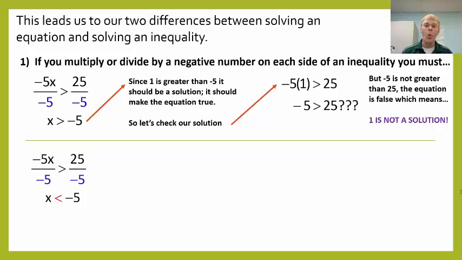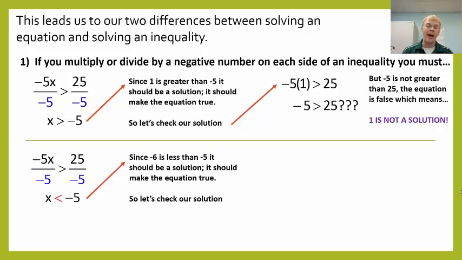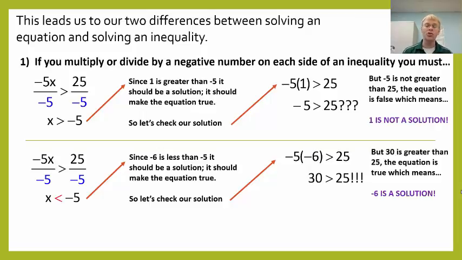So what happens, though, if we flip the inequality sign there? Now instead of having x is greater than -5, we have x is less than -5. Well, that would make -6 a solution, because -6 is smaller than -5. So let's check. If I plug in -6, -5 times -6 is 30, and 30 is greater than 25. That's a true statement. So that means -6 is a solution.